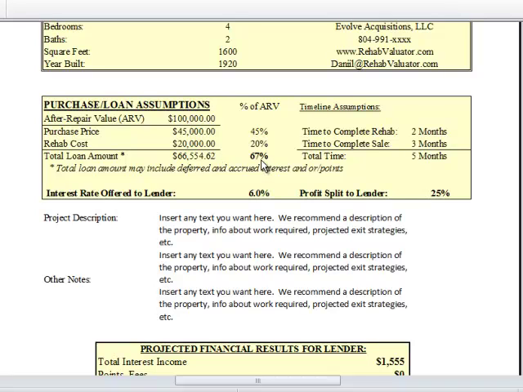So you're borrowing 67% of the value, again, a 5-month timeline, and you're saying, look, the interest rate offered to the lender is 6% with a 25% profit split. And the way our software works is, if profit split is disabled, this never even comes up in the conversation. It's blanked out.